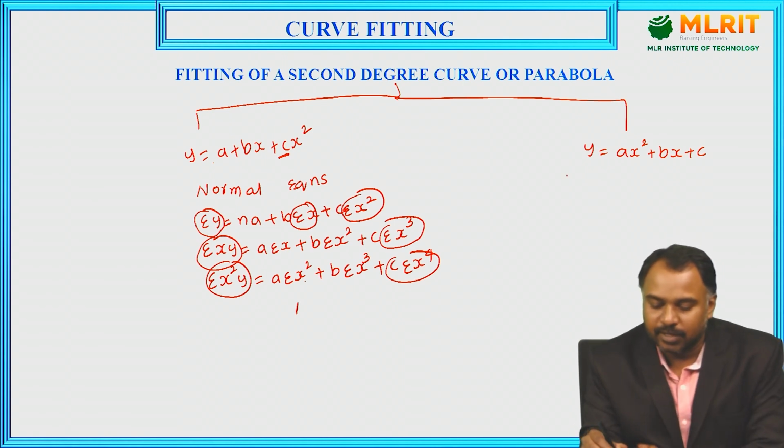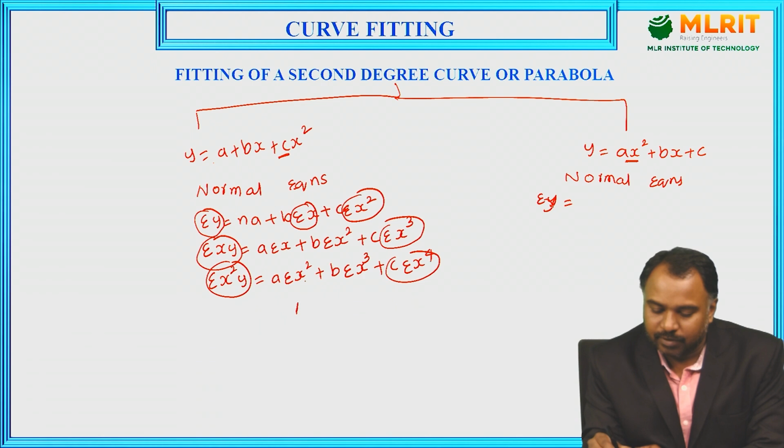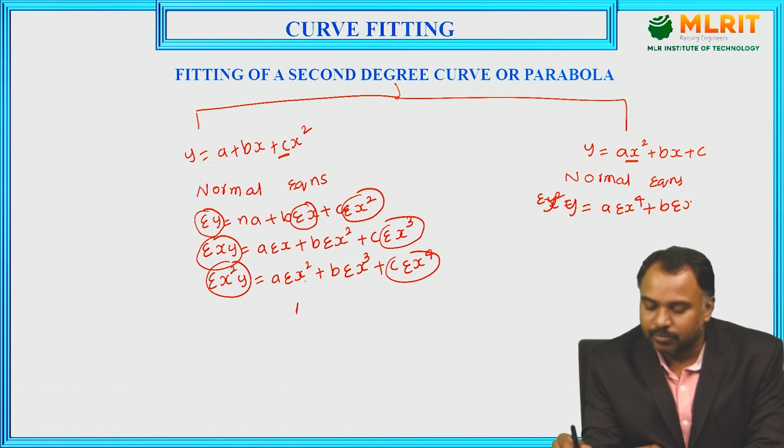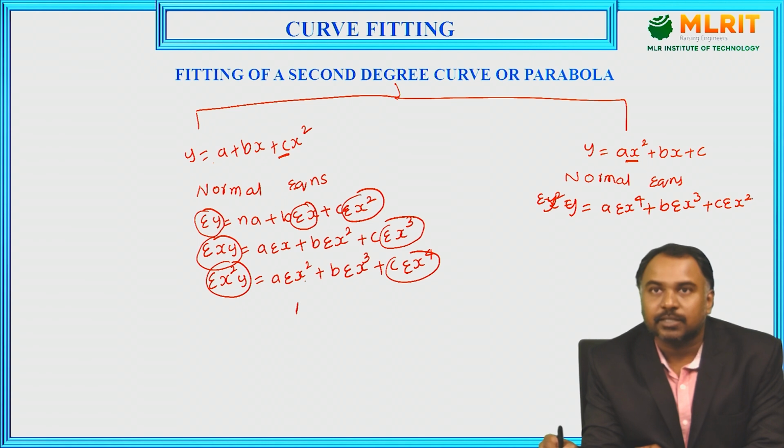Similarly, for the second form, using the same method of least squares, we get the normal equations. Here the coefficient of a is x square, so we simply get summation x square y is equal to a summation x power 4 plus b summation x cube, since x into x square gives x cube, plus c summation x square.